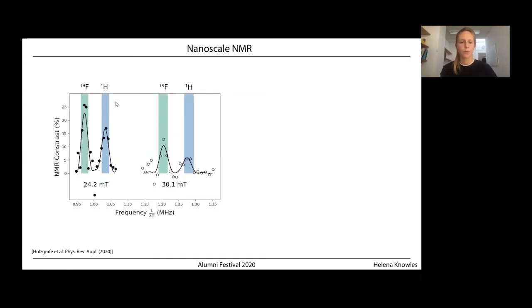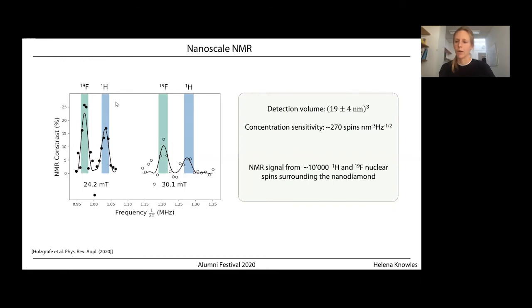And now if we probe this single spin using our quantum optics microscope, we can indeed see resonances. Here you can see the fluorine-19 signal and then the proton signal from the layer that's surrounding the diamond crystal. And we can change the magnetic field. Here you can see we're going from 24 millitesla to 30 millitesla, and indeed these resonances of the spins change accordingly. And we can put some numbers on this detection.